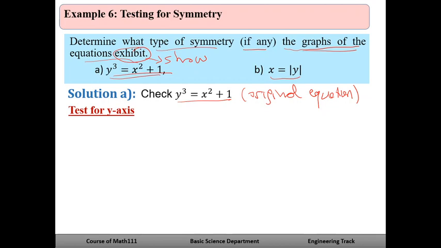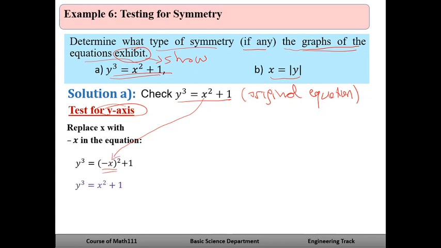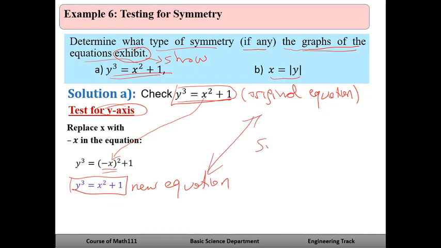If you're testing for the y-axis, you replace x with minus x in the original equation. Instead of x you put minus x, and then you find another equation. This is the new equation. Now you see the original equation and the new equation are the same.